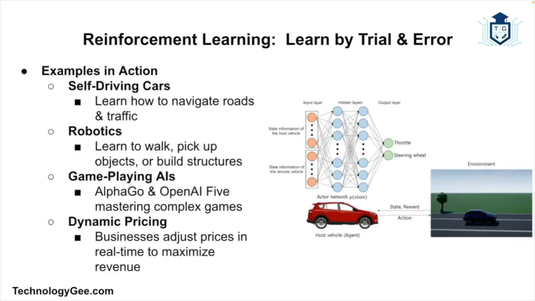So we have self-driving cars, where they're learning how to navigate roads by trying actions and getting feedback. It's also used in robotics, where you can teach a robot to walk, grab objects, or complete complex tasks. It's used in game playing AIs. So you have DeepMind's AlphaGo and OpenAI Five. They use reinforcement learning to master Go and Dota 2, beating world champions. And then you have dynamic pricing models, where some businesses use reinforcement learning to adjust prices in real time based on demand and competition.